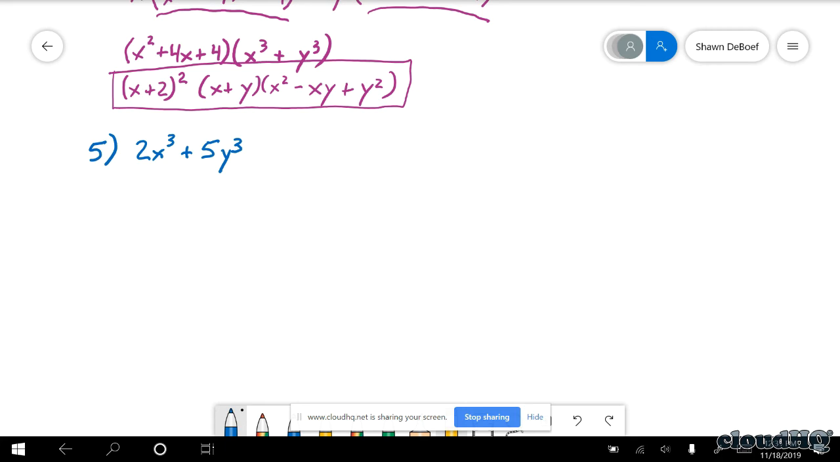Is 2 a perfect cube? No. Is 5 a perfect cube? No. There is nothing I can do on this problem. It actually doesn't factor any further. It doesn't factor down at all.